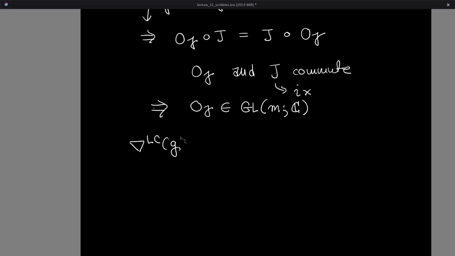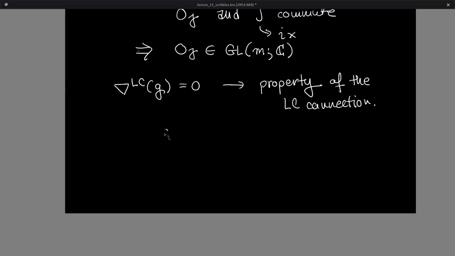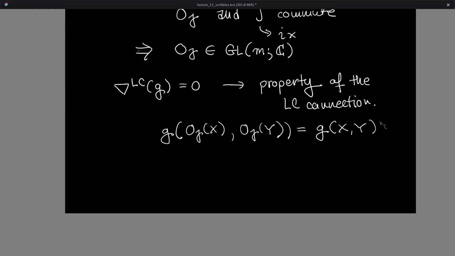Now what we require is to look at the other side of it. Because nabla LC of g is equal to 0, this is a property, right? Metric compatibility is a property of the Levi-Civita connection. We can translate this to g(O_gamma X, O_gamma Y) is equal to, so this is another kind of compatibility, the compatibility between the metric and the holonomy operator, g(X, Y), right?